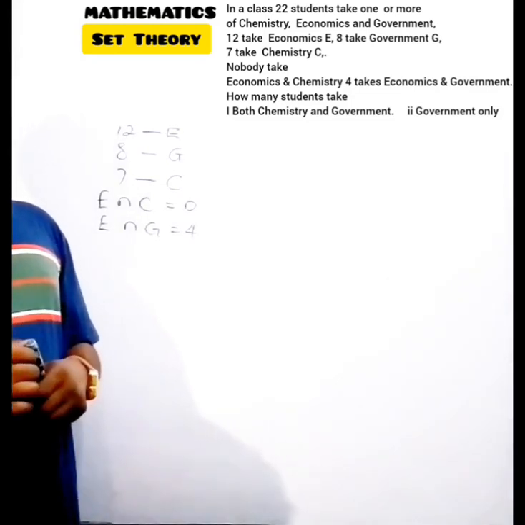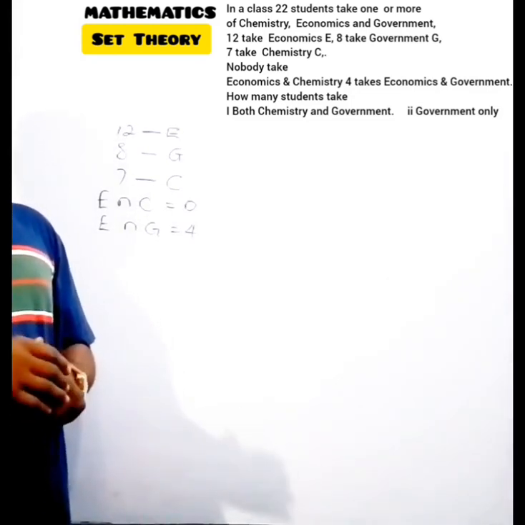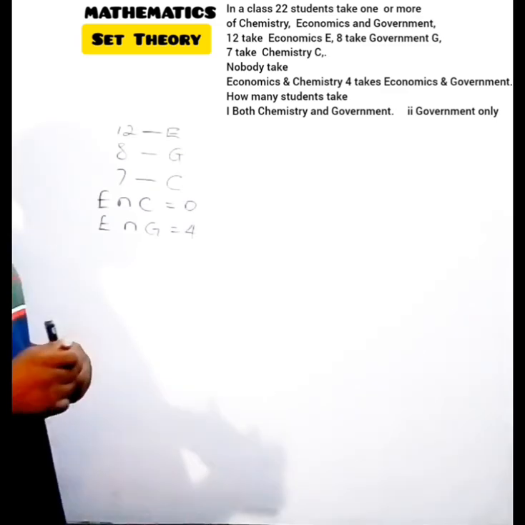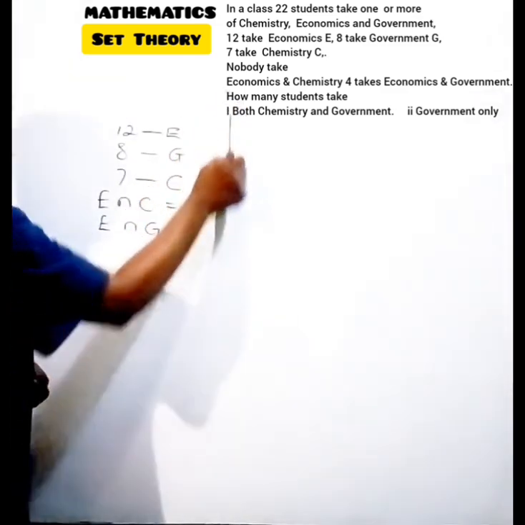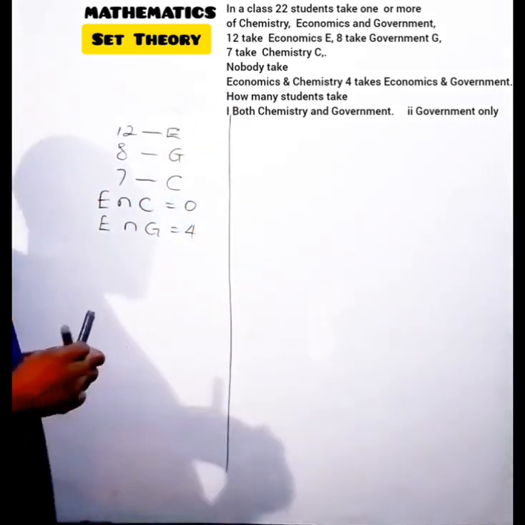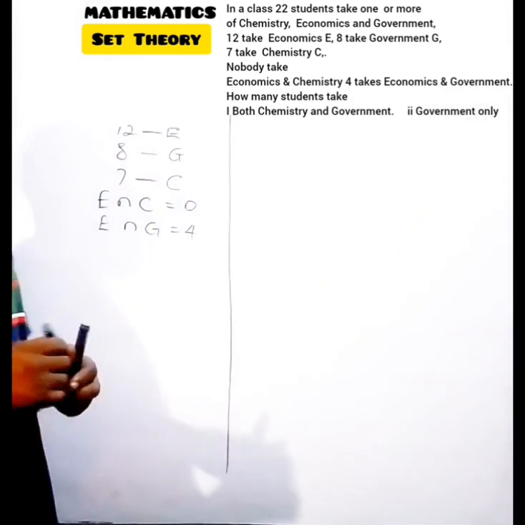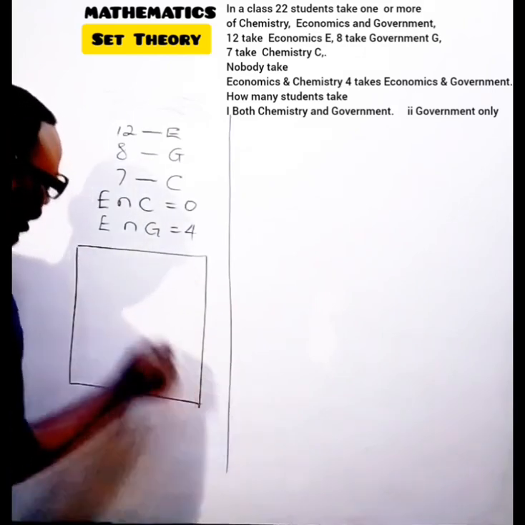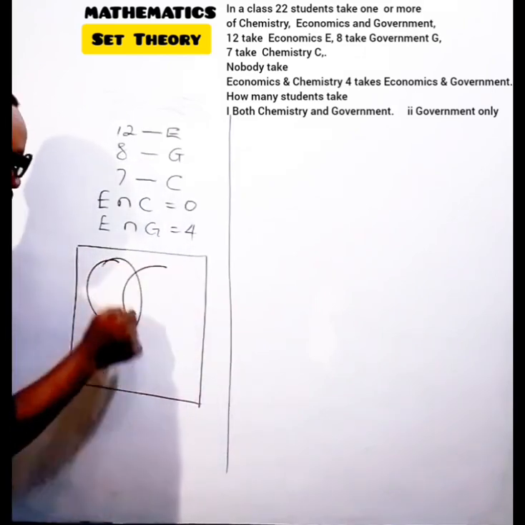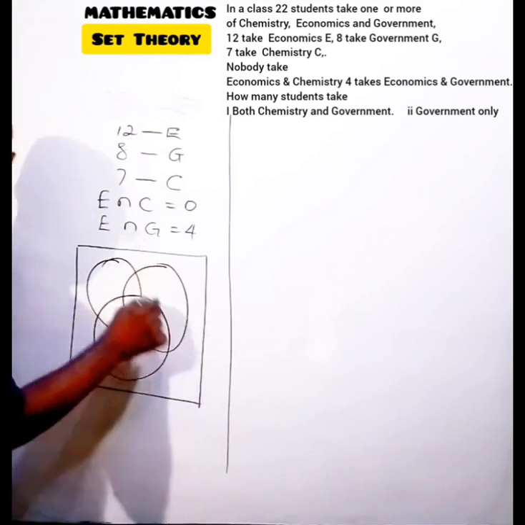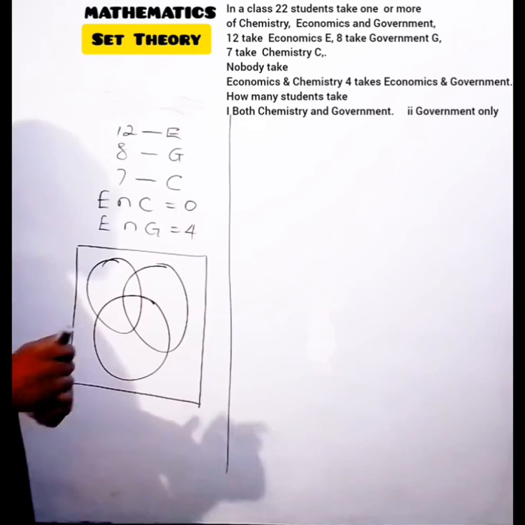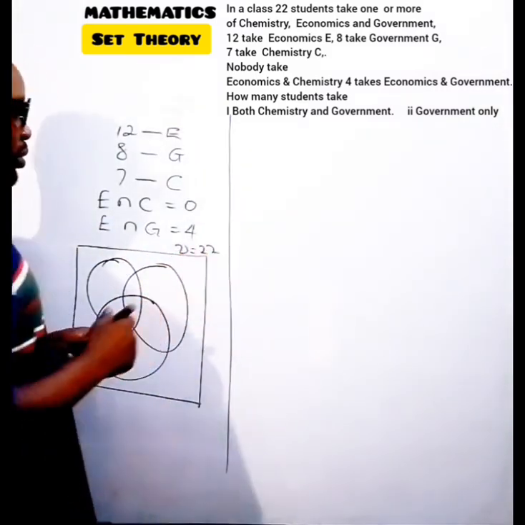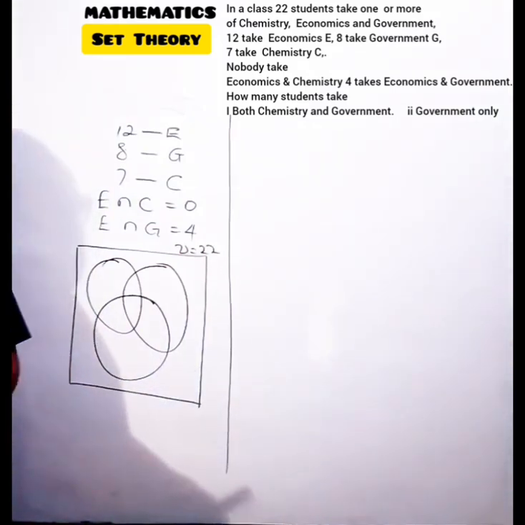And the other question says: how many students take government only? Now this is how you are going to solve this kind of question. I'm going to make use of a Venn diagram. Now this is my Venn diagram. I'm having the 3 subjects for 22 students, so our universal set is equal to 22.